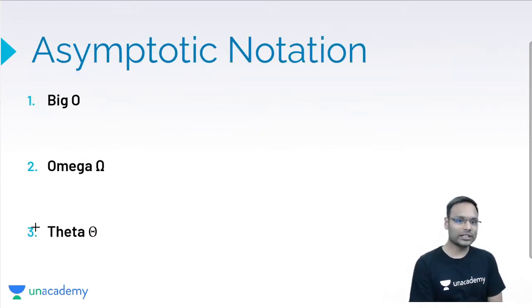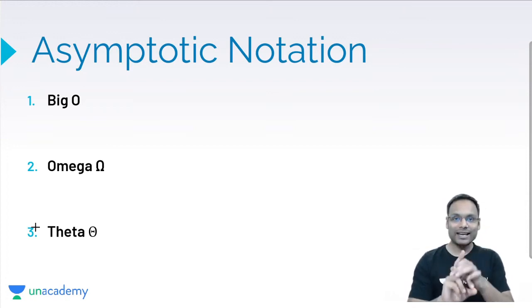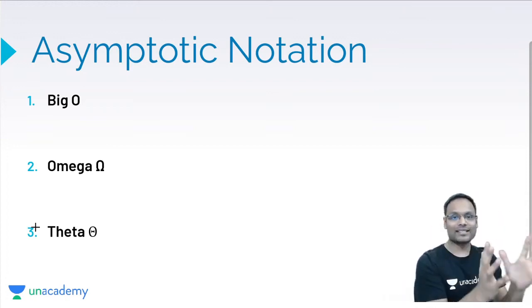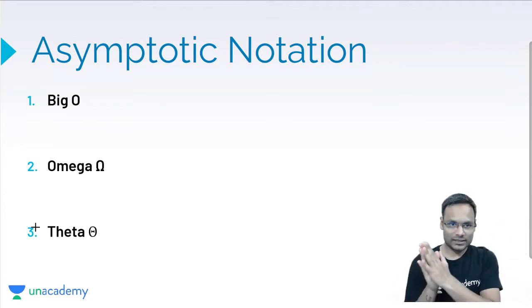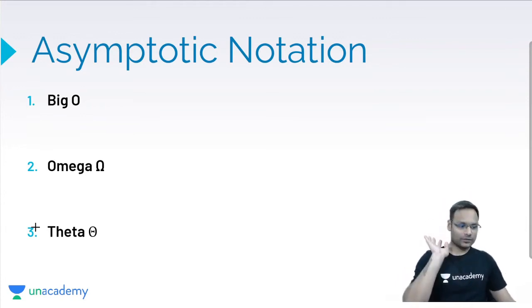What is big O notation, omega notation, and theta notation? So many students get confused about this. Sir, what is big O? Why is omega used, when is theta used, and so on. Now, there are two things. First is asymptotic notation. Second thing is the cases, best case and worst case. I will talk about both the things separately. Let me talk about this first.